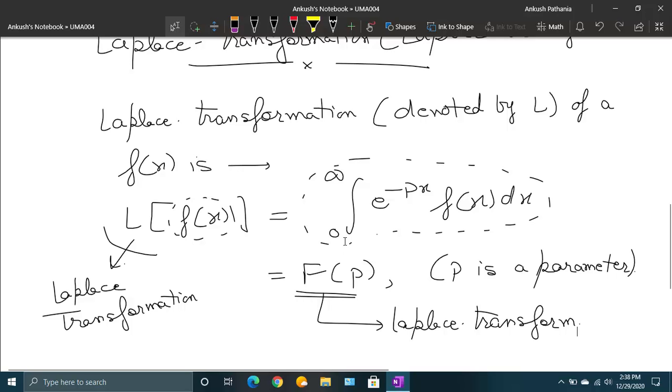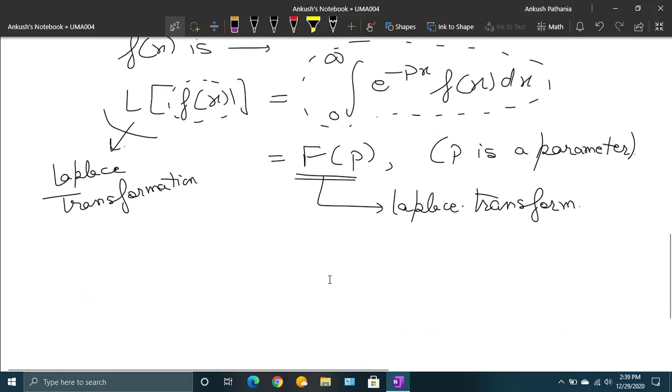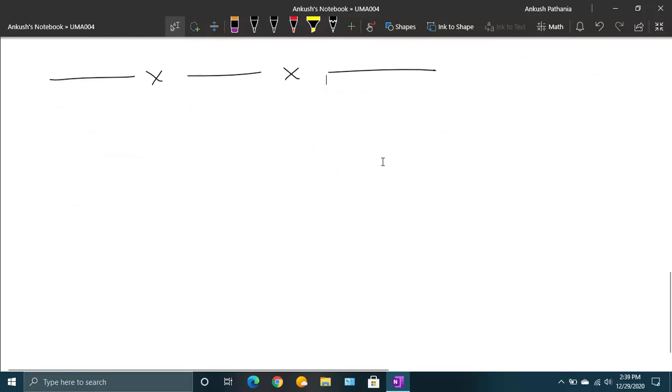So here is what the Laplace transformation and Laplace transform is. Basically, it is an operation: transformation is an operation, and transform is the product that we get after applying that transformation, or Laplace transformation. Okay, so now what is the use of this Laplace transformation?